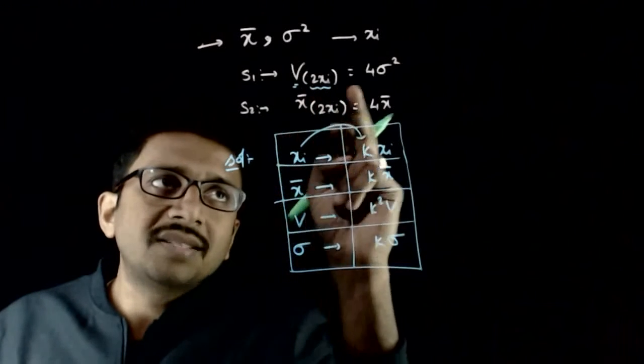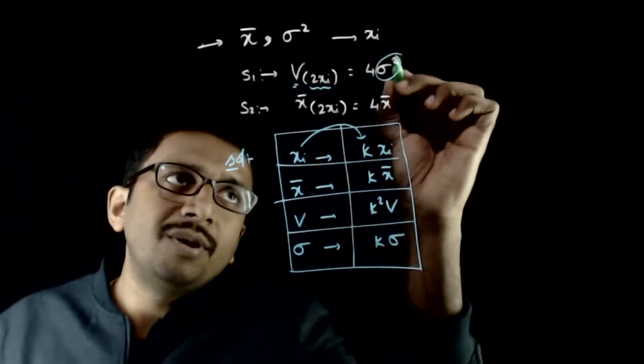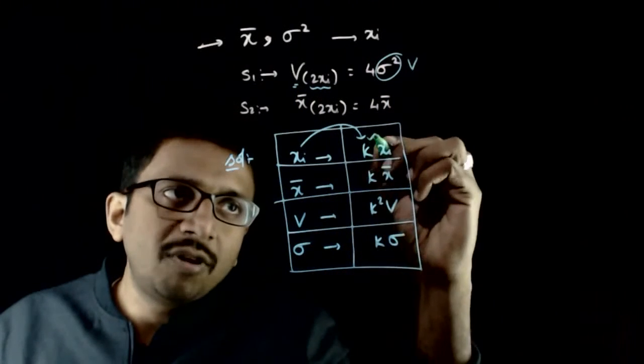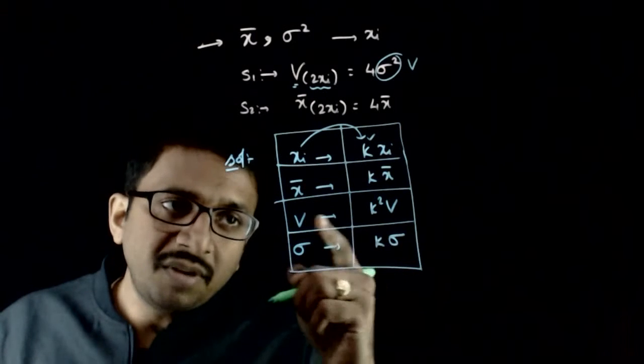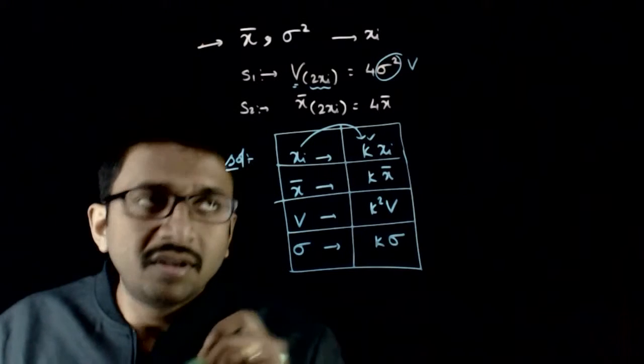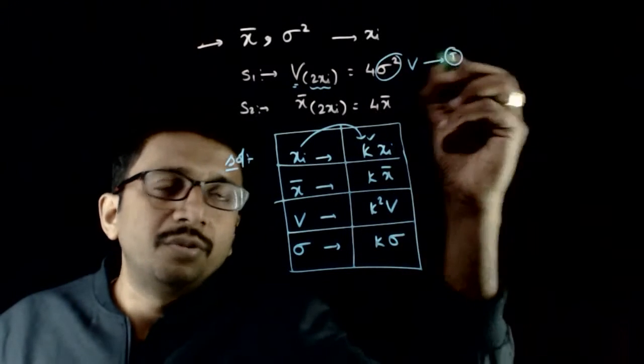The variance of 2xi is 4 times the original variance. I am multiplying the observations with 2. That means k is equal to 2. So what does the variance become? Variance becomes 2 square times the original variance. That is 4 times the original variance, which is true. So the first statement is true.